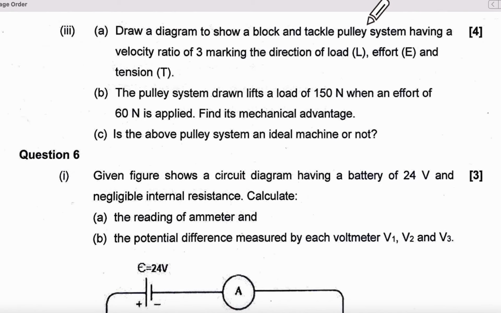Now what are they telling you? Having velocity ratio 3, what will you say? Velocity ratio is equal to number of pulleys, correct? No? Number of strands. So the upper block will have 2 and the lower block will have 1.